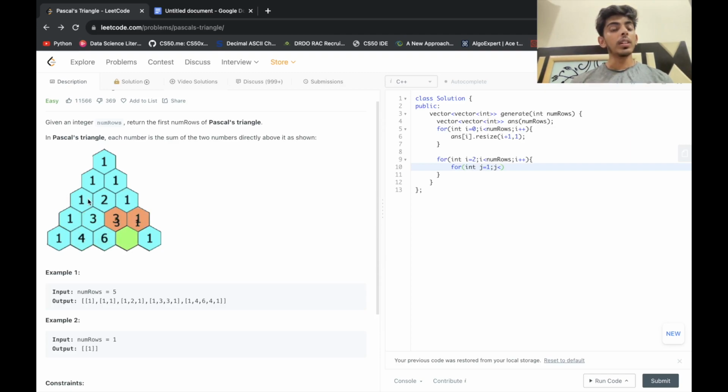How long do we need to perform the calculation? j must be less than i, j plus plus. Why am I doing this? Because at the ith row we have indices 0 1 2, so we make sure it calculates only till this cell. We do not need to calculate this cell or this cell. So j less than i, j plus plus.